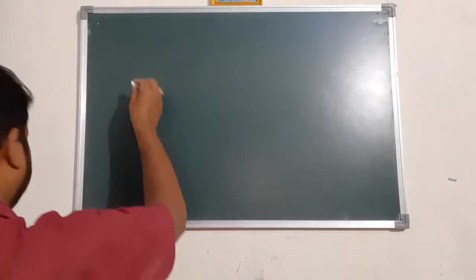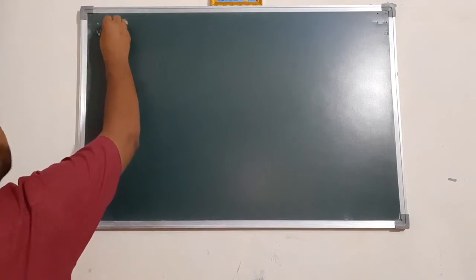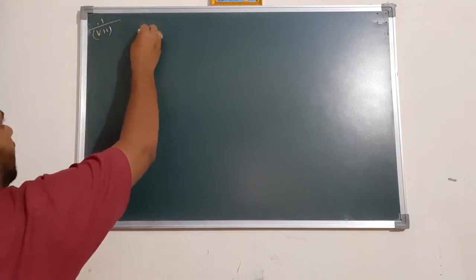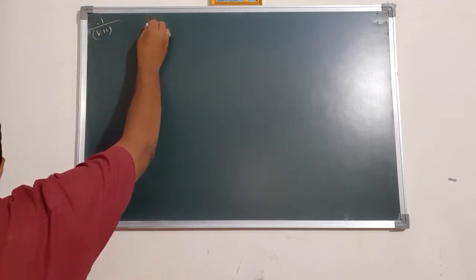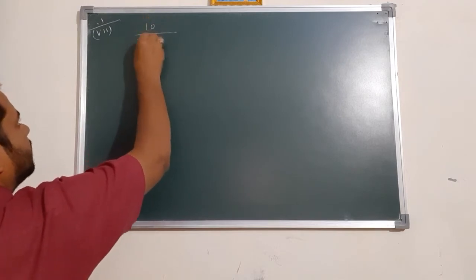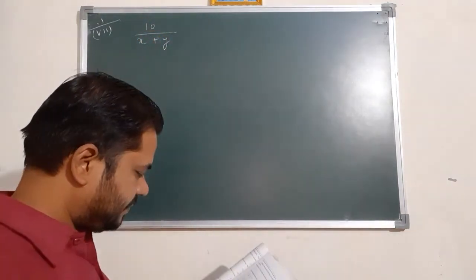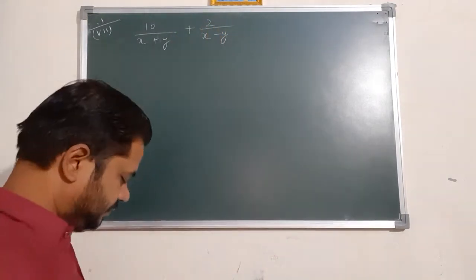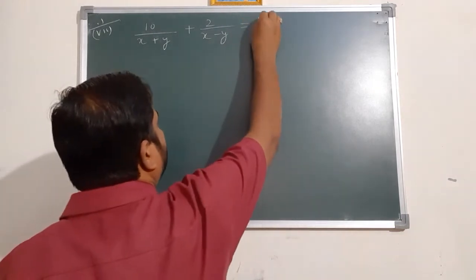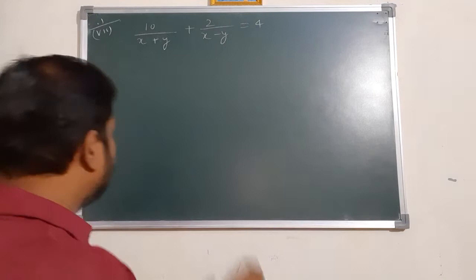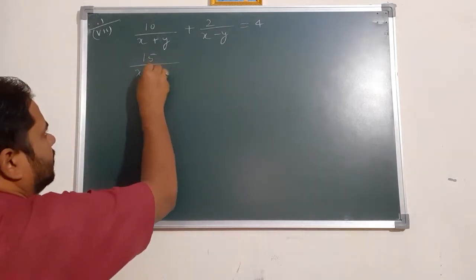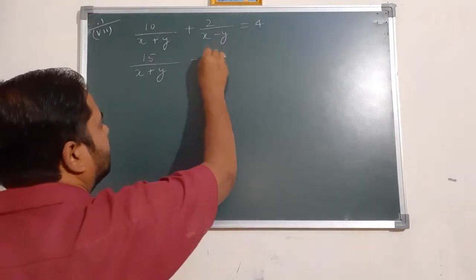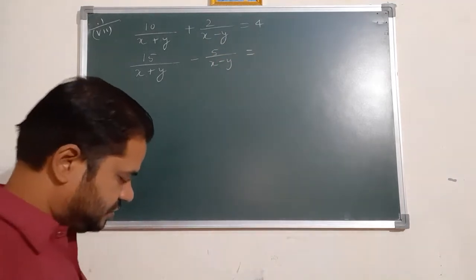Question number 7th part. This is 10 upon x plus y, plus 2 upon x minus y, and this is equals to 4, and 15 upon x plus y, minus 5 upon x minus y, and this is equals to minus of 2.